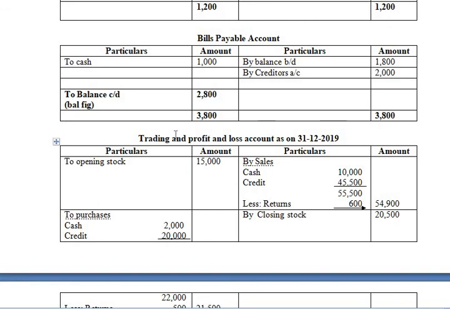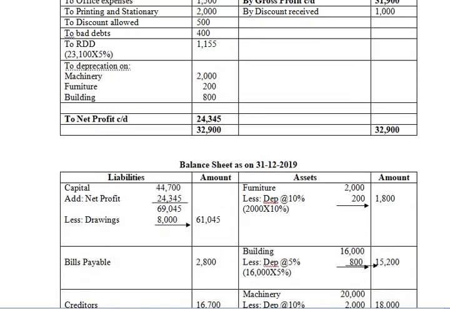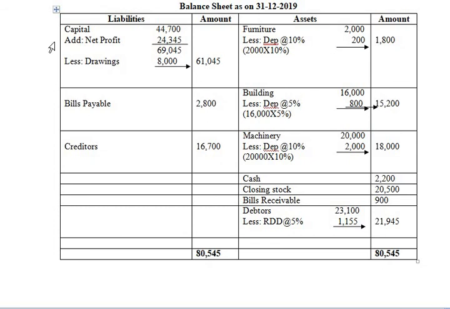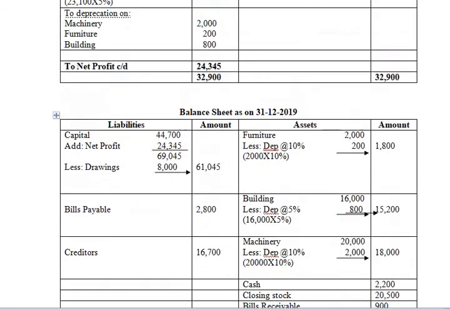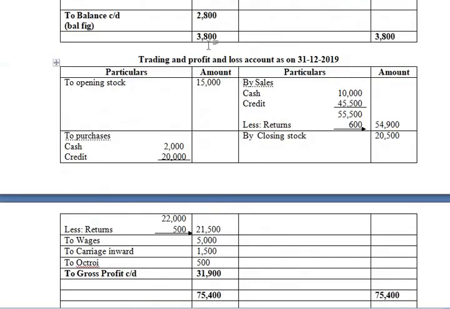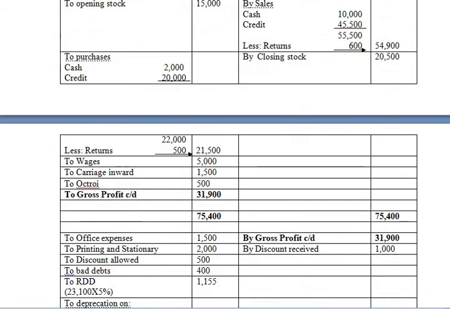So the balance of bills payable, when you tally the account, will go to the balance sheet and here it is 2800. As I said it is 2200 but I have written it as 2800. Next after this you will close profit and loss account. So trading account first will be closed. When you close the trading account, balance of that is 75,400. Gross profit you get, which is 31,900. Bring this trading account gross profit to the profit and loss account.